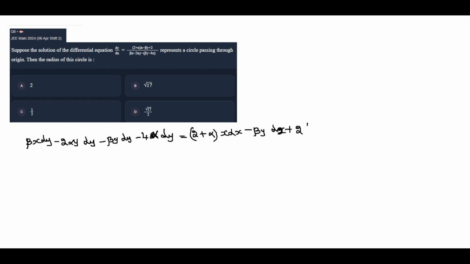equal to 2 plus alpha into x minus beta y plus 2. So first you have to cross multiply this, beta x dy minus 2 alpha y dy minus beta y dy minus 4 alpha dy, which is equal to 2 plus alpha x dx minus beta y dy plus beta y dx plus 2 dx.